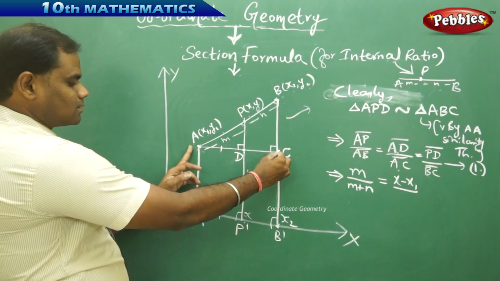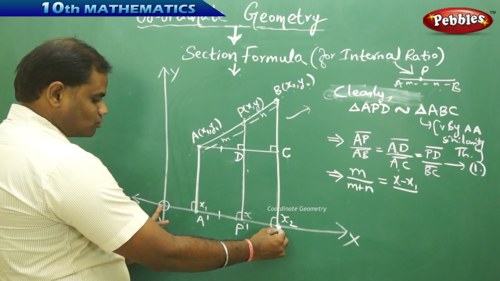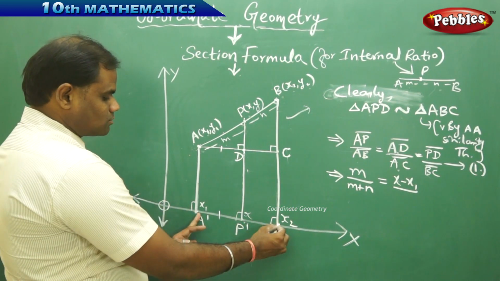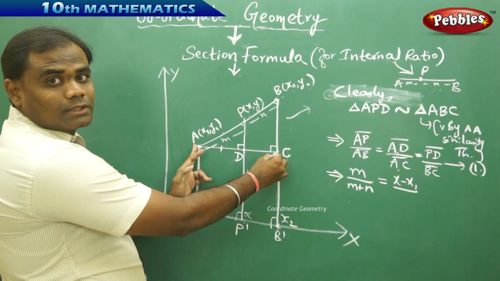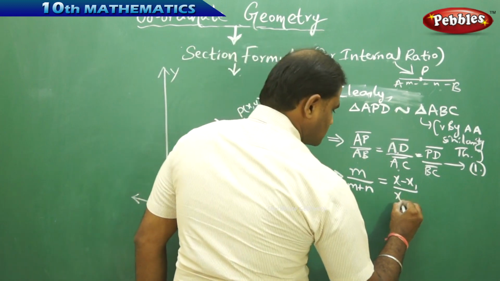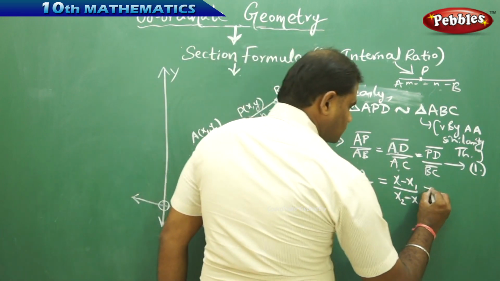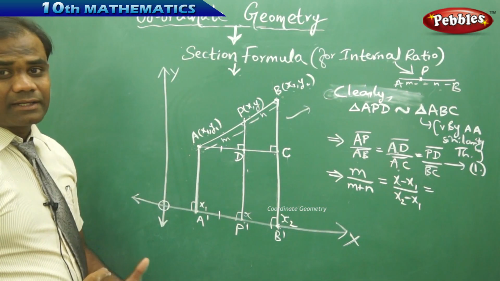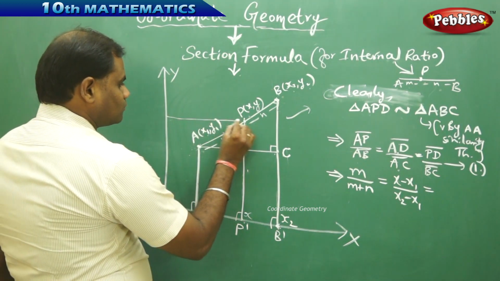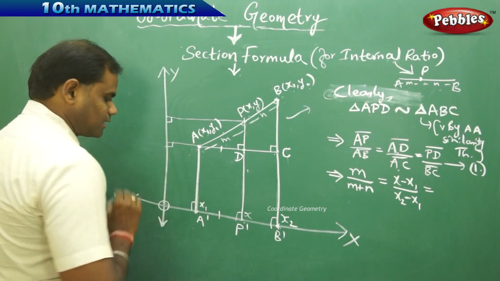Similarly, my AC is nothing but equal to A dash B dash, and this is nothing but the whole of x2 minus x1. So this minus this gives me this. Therefore my AC is x2 minus x1. Now to continue further with PD, let's see what I get with respect to the y coordinates. To find PD, let me drop a perpendicular from here to here, where this and this and this.